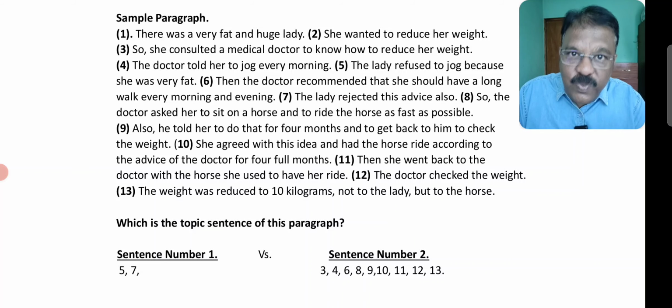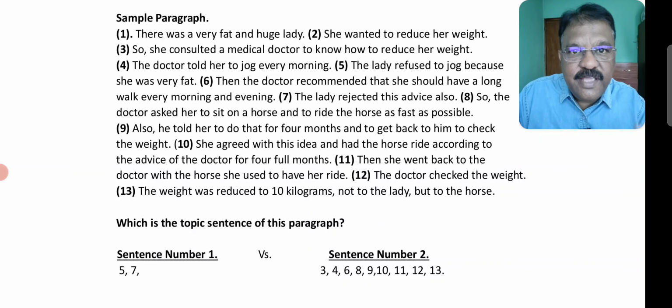She wanted to reduce her weight because she is fat. If she is not fat, she is not going to think about reducing her weight. Right? Good. So all the sentences are the supporting sentences of the topic sentence of this paragraph. Very good. Now, which one is the concluding sentence of this paragraph? The concluding sentence is the last sentence because it summarizes the whole idea.